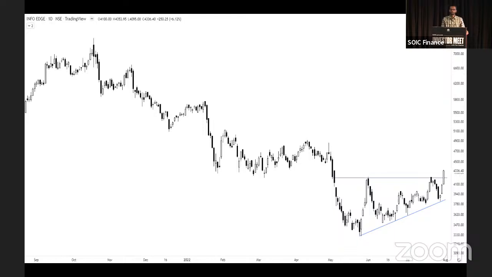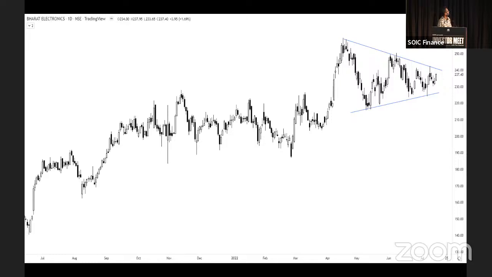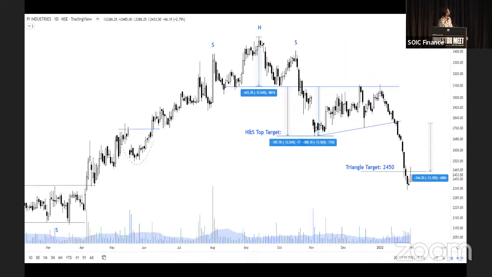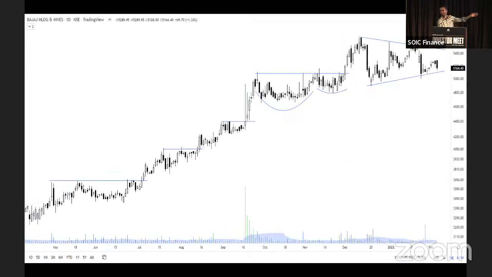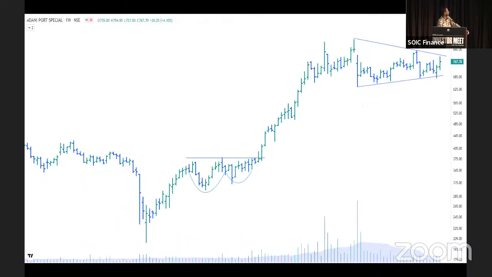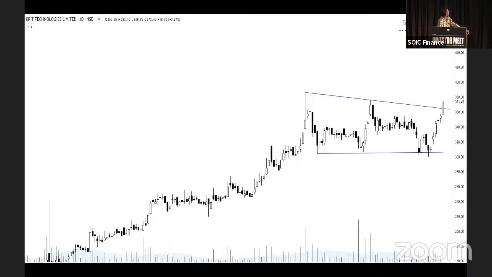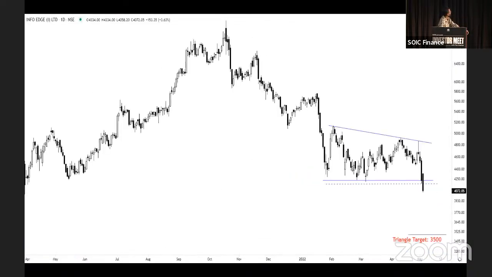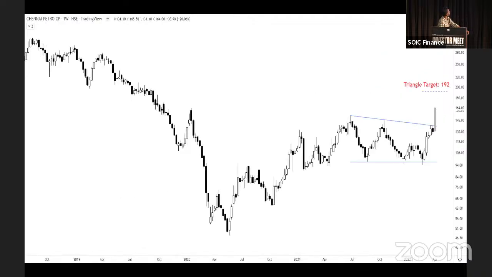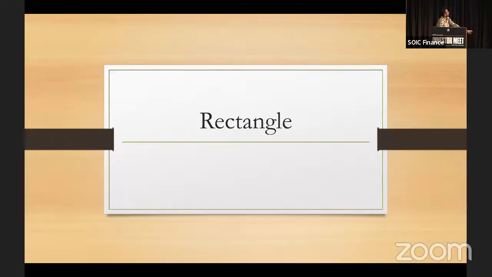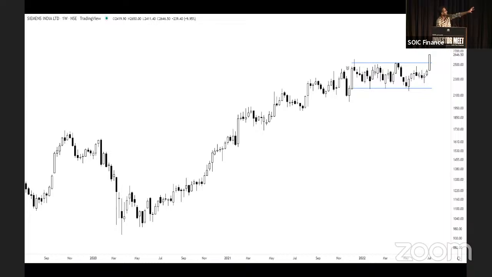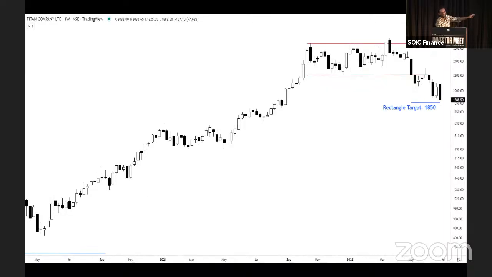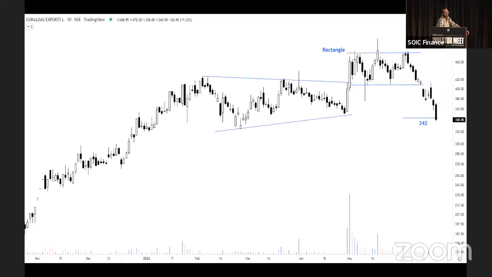So similarly, we have rectangle pattern. This is like the Kalbe Pharma, KPIT. These are all chart patterns. So these are all examples I have highlighted. InfoEdge was one breakdown, BPCL. So this is rectangle pattern. The name suggests that there will be a rectangle consolidation. You have to buy above the line. Titan breakdown.